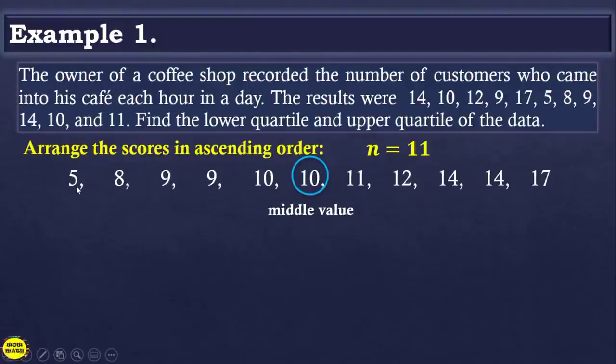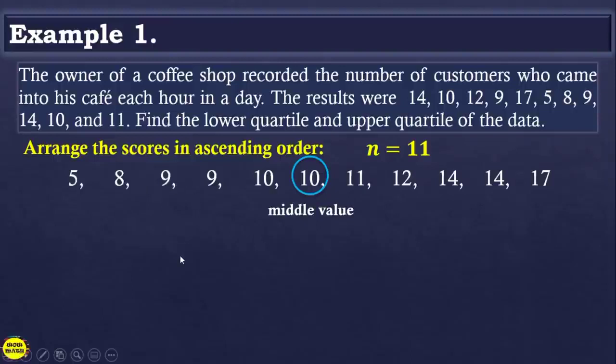So mula dito hanggang dito, kunin naman natin ngayon kung paano kayo nagko-compute ng median, di ba? Pag nagko-compute tayo ng median, kinukuha natin yung middle value. So kapag dalawa yung middle value natin, i-add natin tapos divide it by 2. So since nakuha na natin yung middle value natin dito, kunin naman natin ngayon yung lower quartile natin mula sa scores na to: 5, 8, 9, 9, and 10.